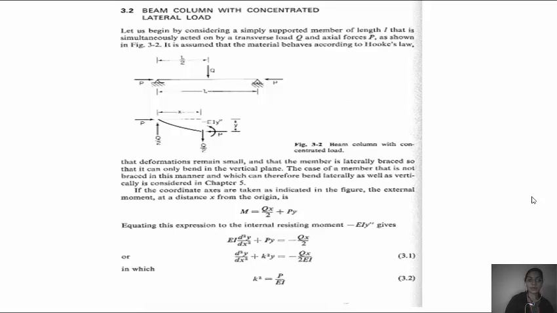The external moment at a distance x from the origin is M equal to Qx by 2 plus Py, and the internal moment is minus EI y double dash. Equating both, we get EI d square y by dx square plus Py equal to minus Qx by 2. Dividing throughout by EI, we get d square y by dx square plus k square y equal to minus Qx by 2EI, where k square is P by EI.